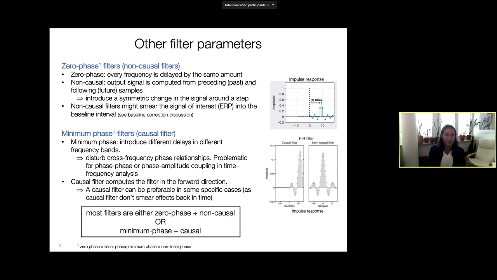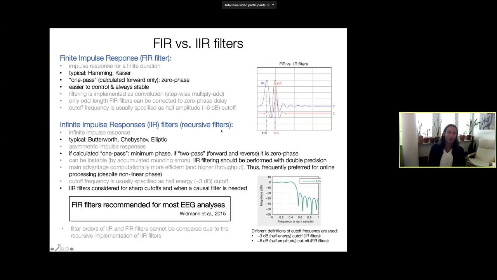For example, we have zero-phase filters, which are usually non-causal, and we have minimum-phase filters, which are usually causal. And because 99% of all EEG publications use zero-phase filters, I'm not going to go into detail, but you can read about them here. Also, there are different filter types, such as finite impulse response filters or infinite impulse response filters. I'm also not going into too much detail, as they do not differ much if they are both zero-phase. However, Widmann recommends using FIR filters for most EEG analysis, and FIR filters are also implemented by default in most EEG toolboxes.